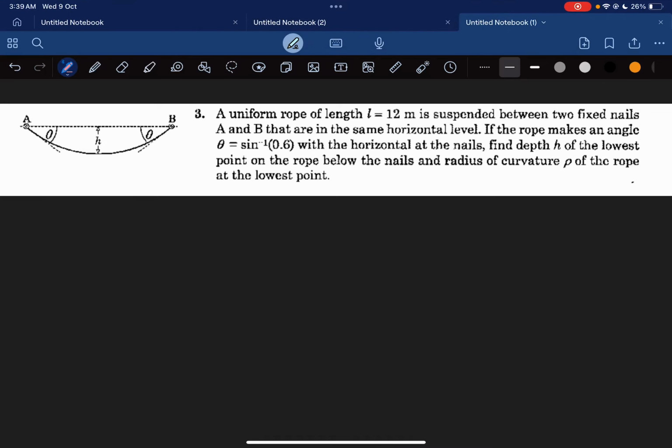As I promised, we will be taking a separate video on catenary problems. So I'm here with a problem containing the concept of taking differential elements in catenary problems. Alright, so let's start with this problem.